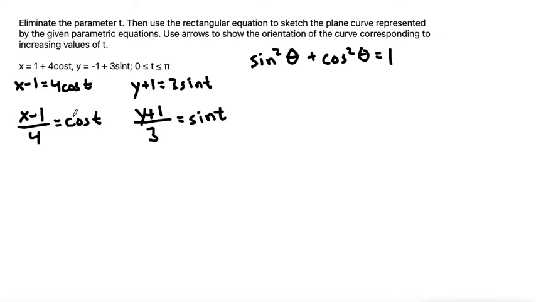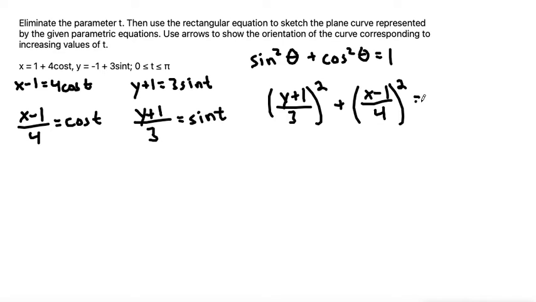Now that we have each equation solved for the cosine or the sine, we can plug into our overall equation. The sine squared would be taking the sine t and squaring it. So that would make ((y plus 1) over 3) squared. And then plus, we need to do the cosine squared, which we can substitute the (x minus 1) over 4 in for cosine. We just need to square it. So ((x minus 1) over 4) squared, and that is equal to 1.